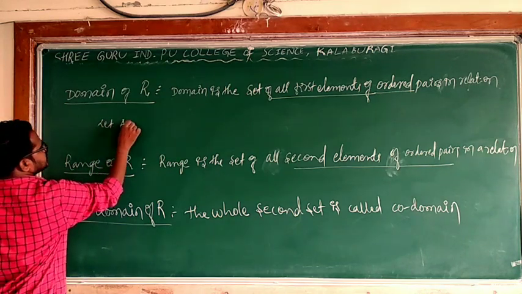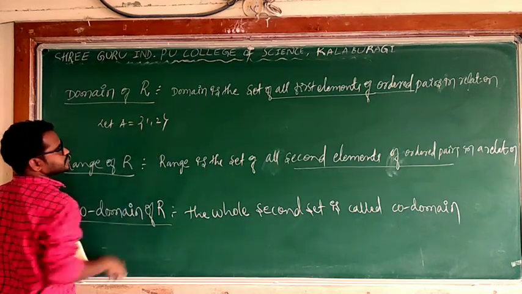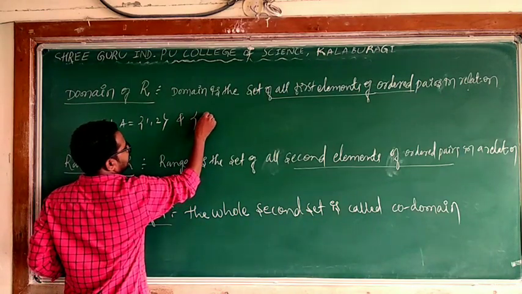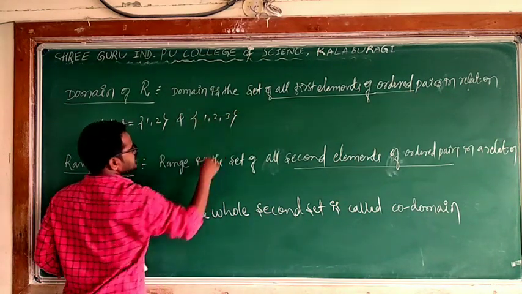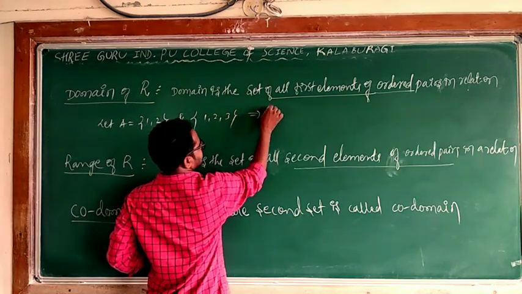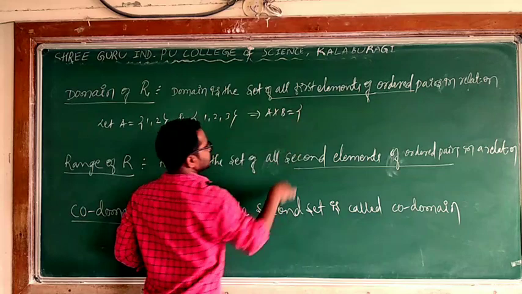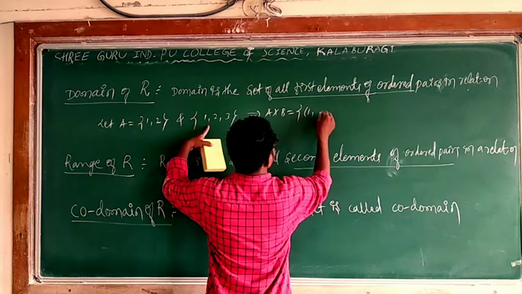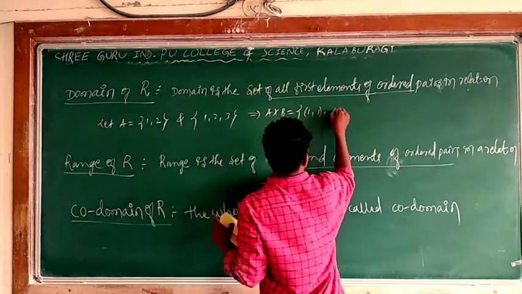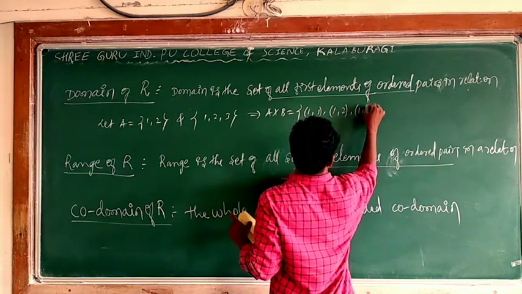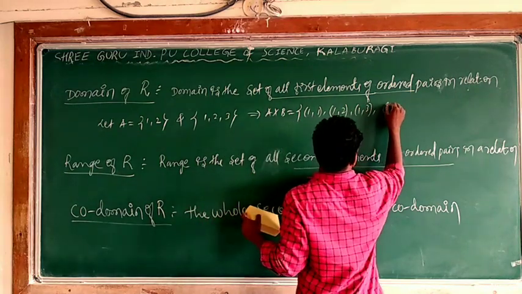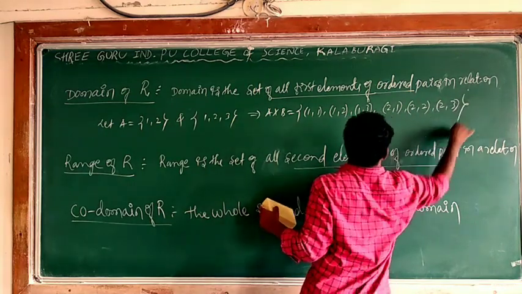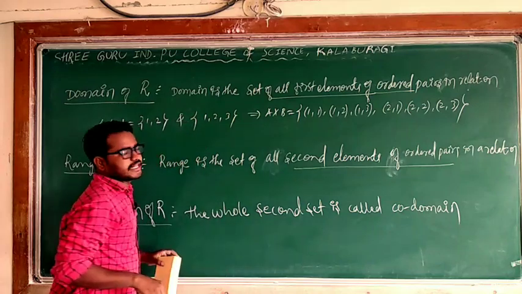Let A equal {1, 2} and B equal {1, 2, 3}. It implies, what is A cross B? A cross B is equal to 1 with all the elements: (1,1), (1,2), (1,3), (2,1), (2,2), (2,3). This is the Cartesian product.